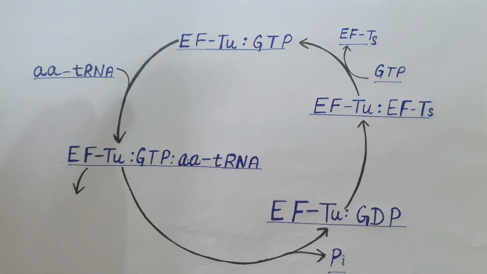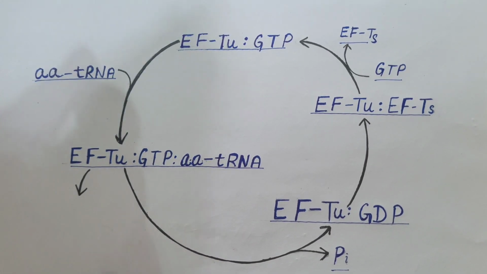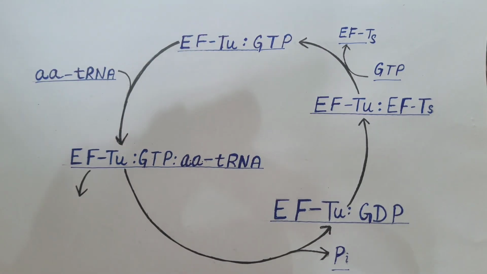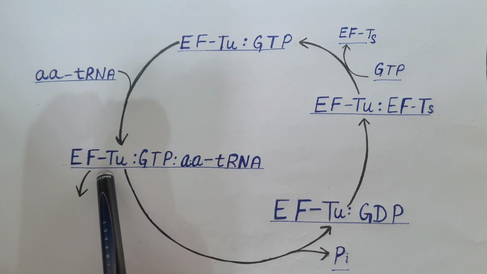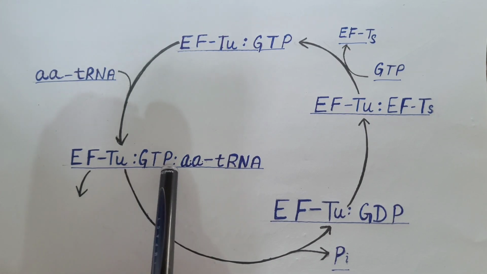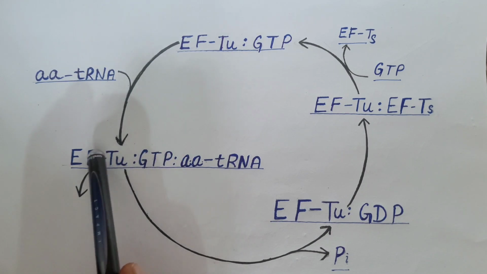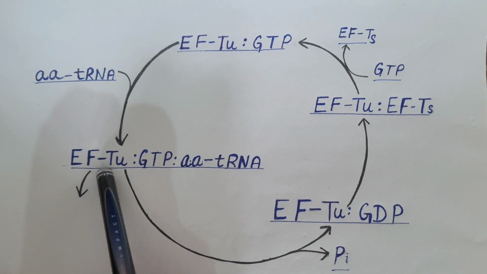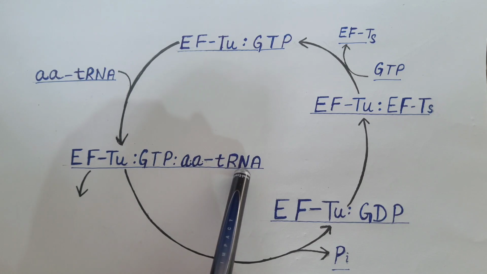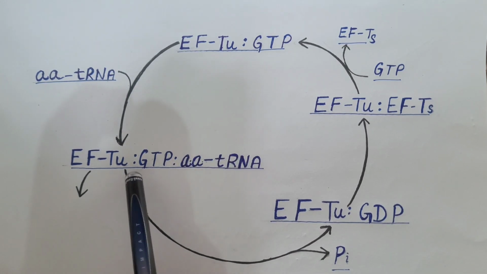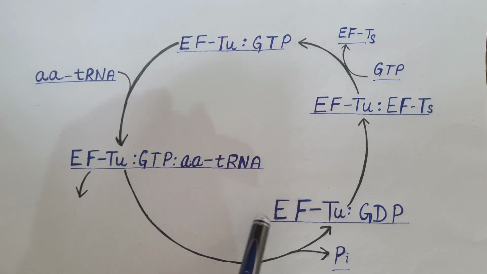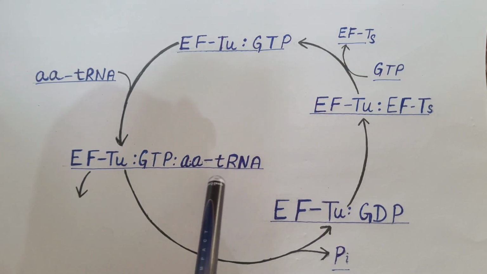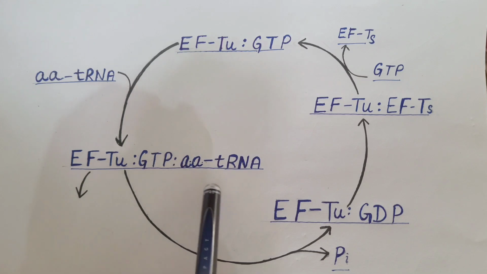Now let us understand this EFTU EFTS exchange cycle with the help of this cycle. In the process of elongation, aminoacyl transfer RNA is mediated or escorted to the A site of the ribosome with the help of EFTU GTP in the form of the EFTU GTP aminoacyl transfer RNA complex. So once it enters the ribosome, hydrolysis of GTP takes place into GDP and inorganic phosphate, and EFTU GDP is released, leaving aminoacyl transfer RNA at the A site.